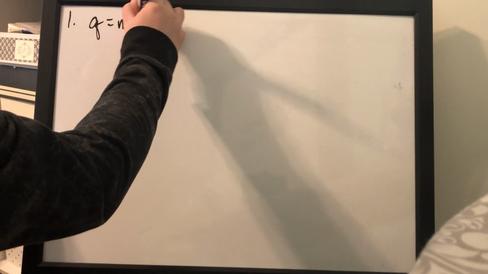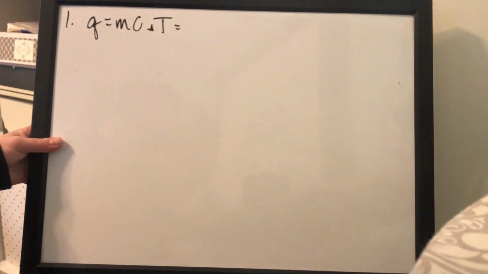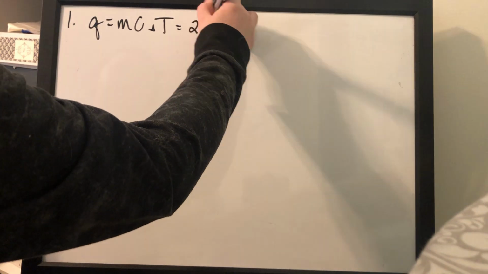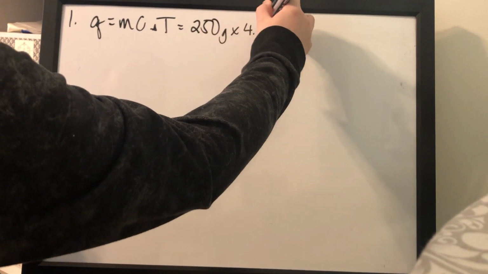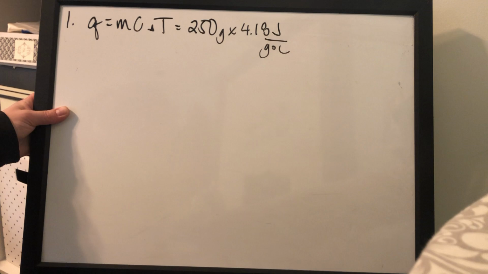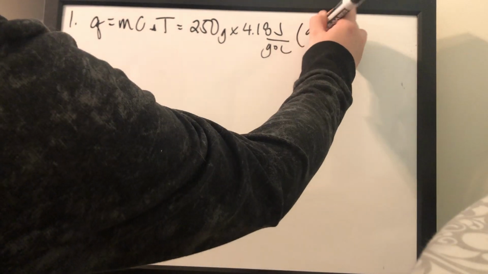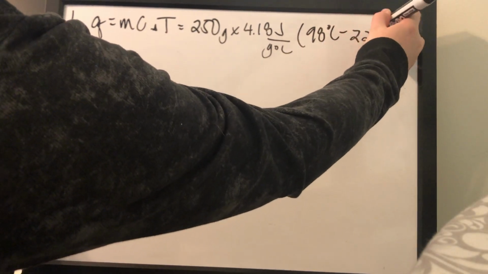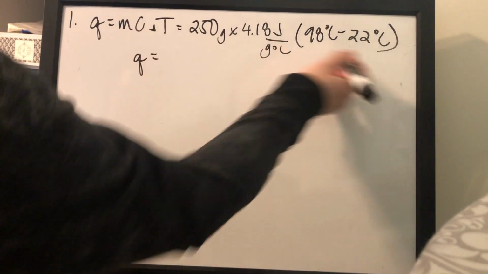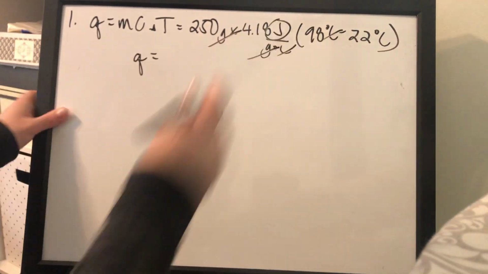All right, so number 1, how much heat is needed to warm 250 grams of water from 22 Celsius to 98 Celsius? How much heat? So Q, I'm looking for Q. I need an M, I need a C, and I need a delta T. And they gave me all 3. 250 grams. It's water, so specific heat is 4.18 joules per gram degree Celsius. And my T final in this case is the 98. And my T initial is the 22. Do my math. All my units cancel except for joules.